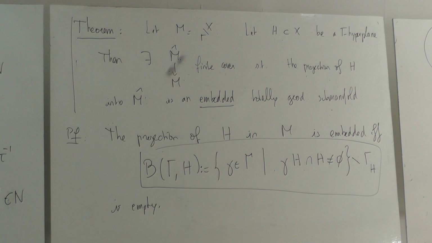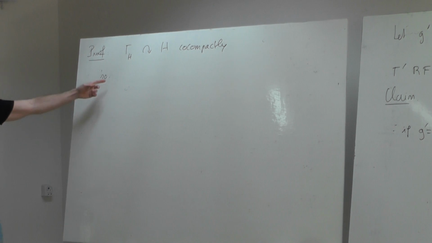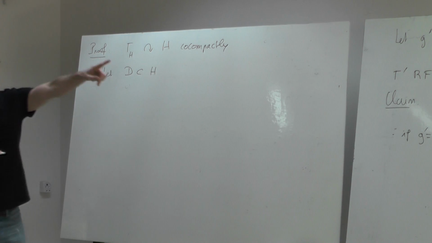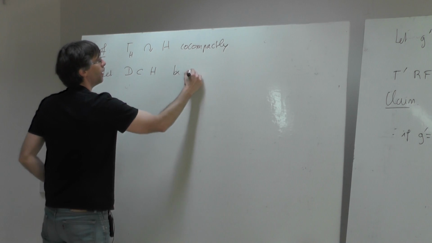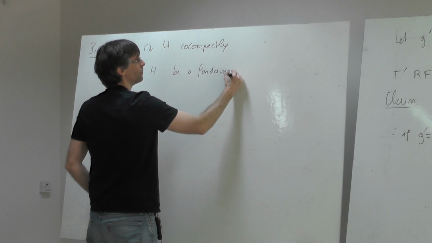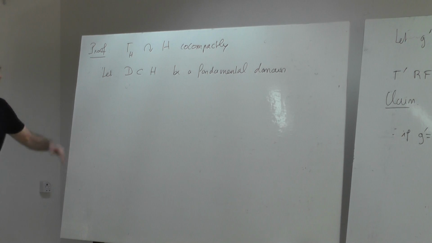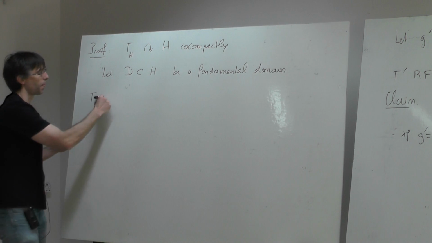And now here is the proof. Gamma H acts on the hyperplane H co-compactly, so you can find a fundamental domain for this action. So let D in H be exactly as in the picture, between the two dots on the red geodesic. Let D be a fundamental domain for this action. And now I will use the fact that the whole group gamma acts properly on X.